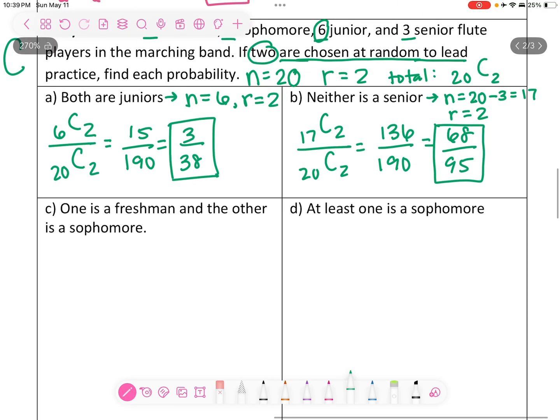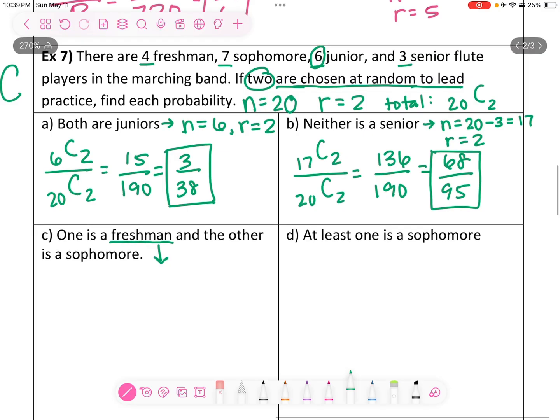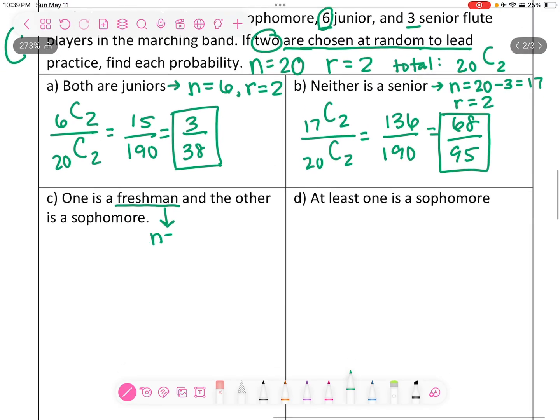All right. C, one is a freshman and the other one is a sophomore. So let's be really careful with this one. We're going to almost look at this like compound probability. So one is a freshman and the other is a sophomore. So for the freshman, there are 4 freshmen. So that means N is 4 for that scenario, but we're only choosing 1 freshman. So R would be 1 for that one.